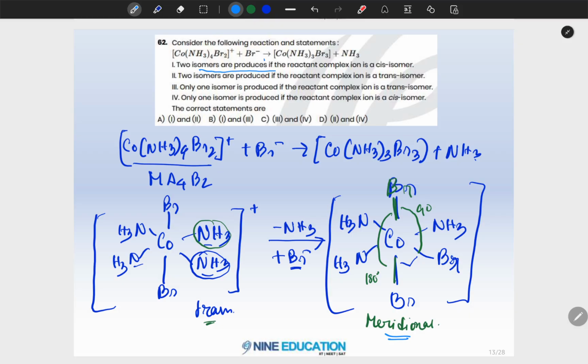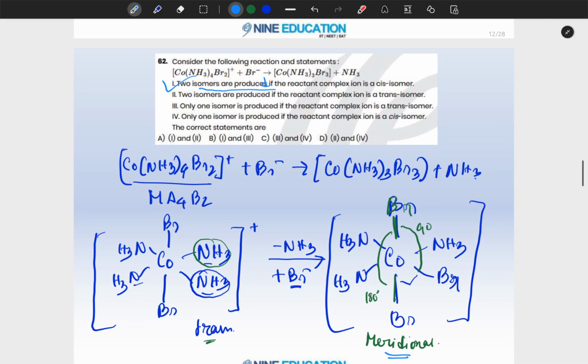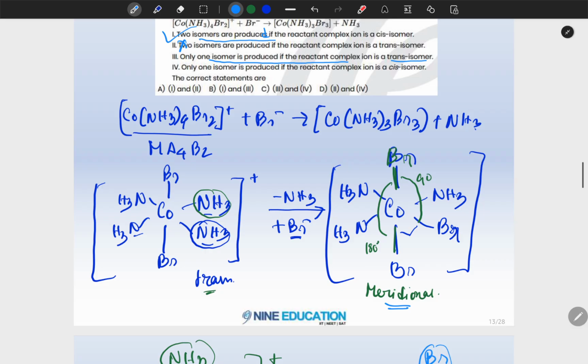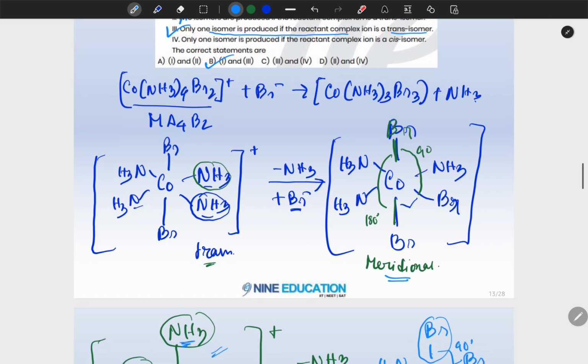Two isomers are produced if the reactant complex is a cis isomer. Obviously from cis isomer we are getting both facial as well as meridional. It actually depends on which ammonia ligand we are interchanging with bromine. So when we are interchanging axial ammonia, we are getting facial isomer, and when we are interchanging equatorial ammonia, we are getting meridional. So statement 1 is correct. Statement 2 is actually incorrect. For trans isomer, only one isomer is obtained, and that is meridional. We are able to see over here. So that's why 1 and 3 are the correct statements, and B is the correct answer. Let's proceed to the next question.